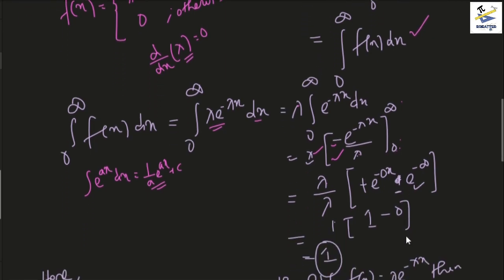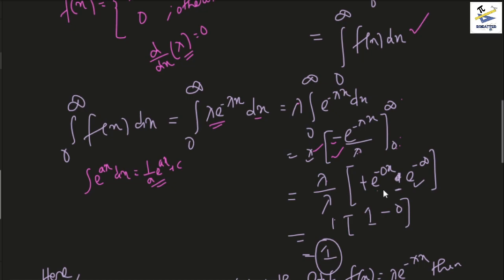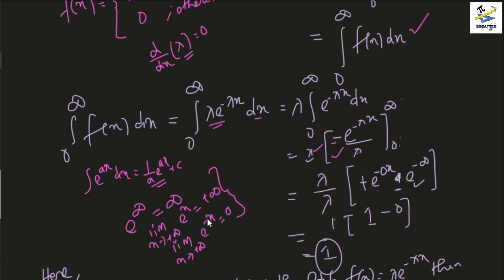And here we have e to the power minus 0x minus e to the power minus infinity, and since e to the power infinity is equal to infinity, or rather we say that limit x tends to plus infinity, e to the power x is positive infinity. So this also means that limit x tends to positive infinity, e to the power minus x is also 0. So this is something you should remember, and that is why e to the power minus infinity is 0 and the answer is 1, which proves that f of x is indeed a PDF.